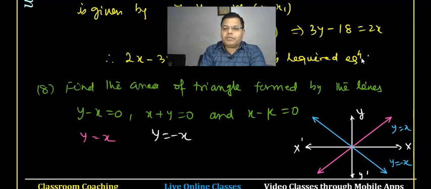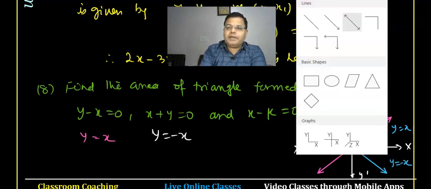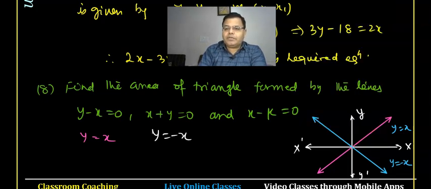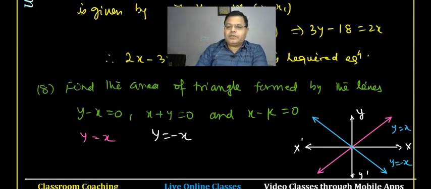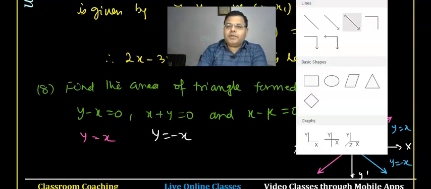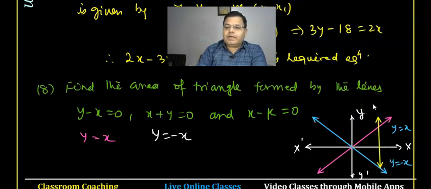And x equal to some constant is a line parallel to the y-axis. So the third line is x equal to a constant, parallel to the y-axis, like this. This line is x equals k.